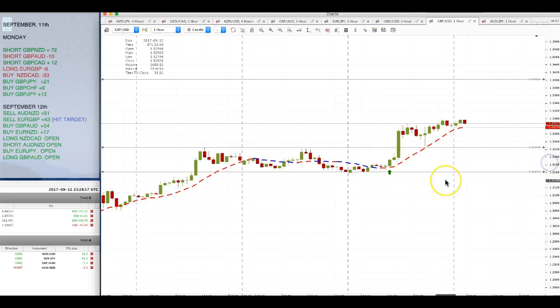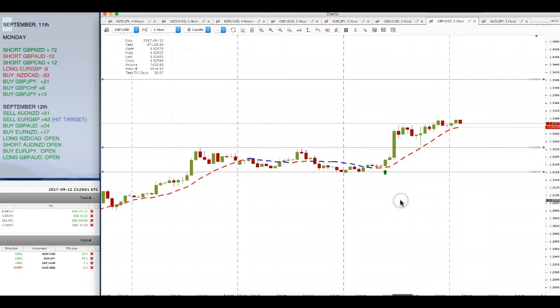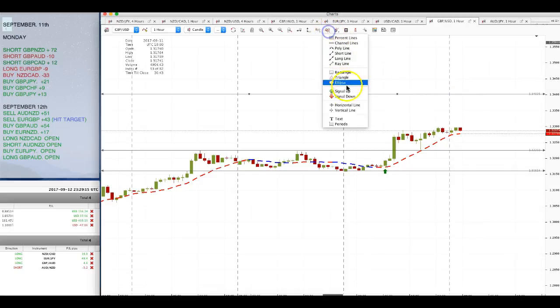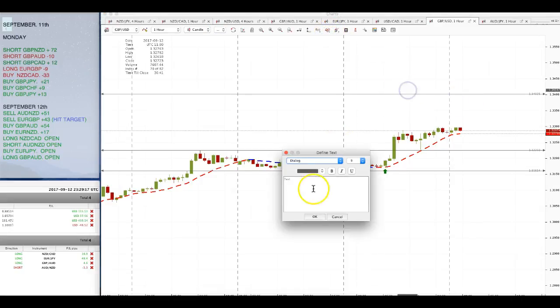So now that I've shown you that, let me give you the targets, or rather the trade analysis, for these pairs. Pound dollar, next target is 134. Okay, so there's the target for pound dollar.